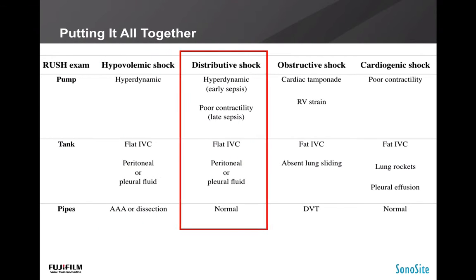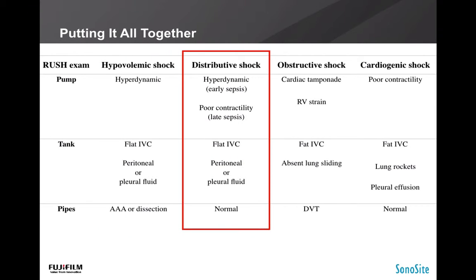In distributive shock, we usually see a hyperdynamic pump. In the late stages of sepsis, we may start to see poor contractility. Again, our tank is empty, so we expect to see a flat IVC. Our tank assessment may also show us free intraperitoneal or pleural fluid, but the pipes should be normal.